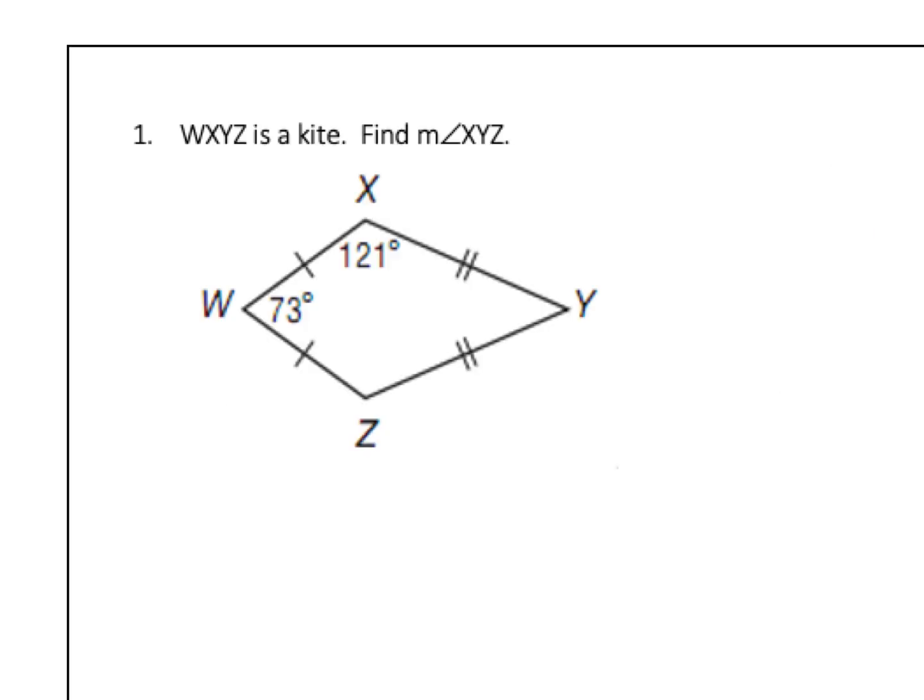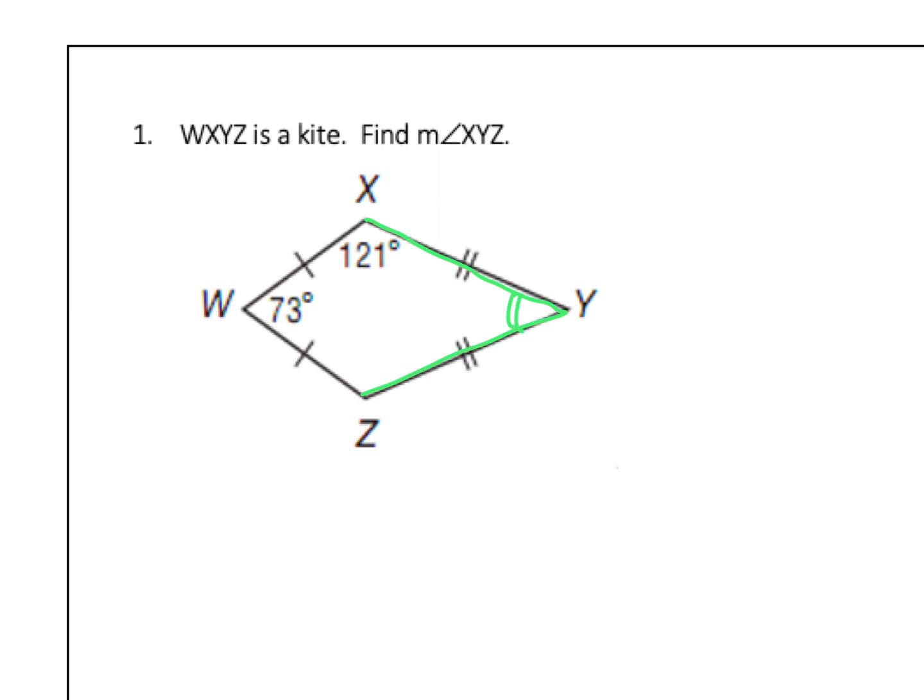Let's jump into number 1. Number 1 says WXYZ is a kite. Find the measure of angle XYZ. If you trace from X to Y to Z, that's this angle down here. That's what we want to try to figure out.